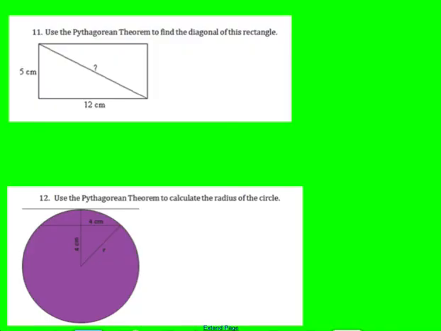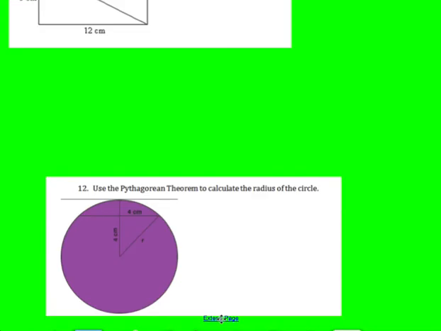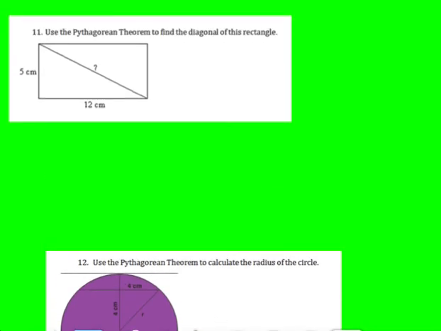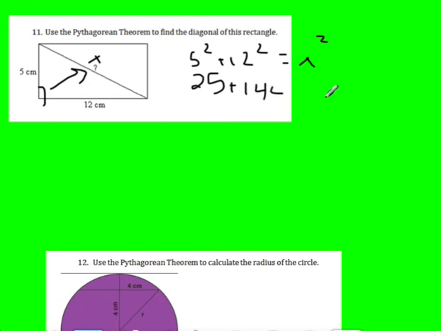So let's take a look now at number 11. For number 11, we have the Pythagorean theorem. We want to use it to find our diagonal. Here's what you should know about a rectangle: it has a right angle. So our missing length is our hypotenuse. So 5 squared plus 12 squared is equal to our hypotenuse squared, which we don't know, so I used x. So then we have 25 plus 144 is equal to x squared. So then I get that x squared is equal to 169.